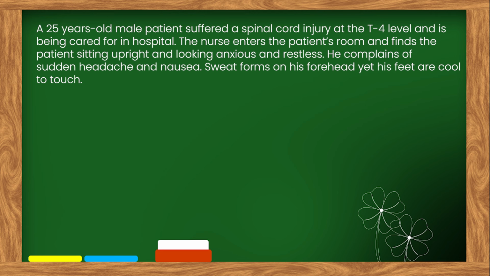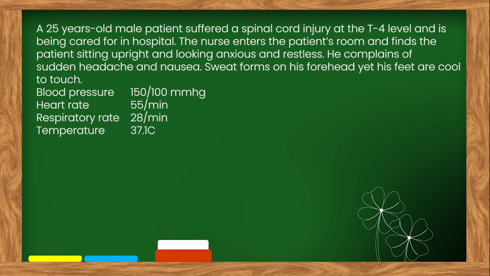He complains of sudden headache and nausea. Sweat forms on his forehead, yet his feet are cool to touch. Blood pressure 150/100 mmHg. Heart rate 55 per minute. Respiratory rate 28 per minute. Temperature 37.1 C. What nursing intervention is initially most appropriate?